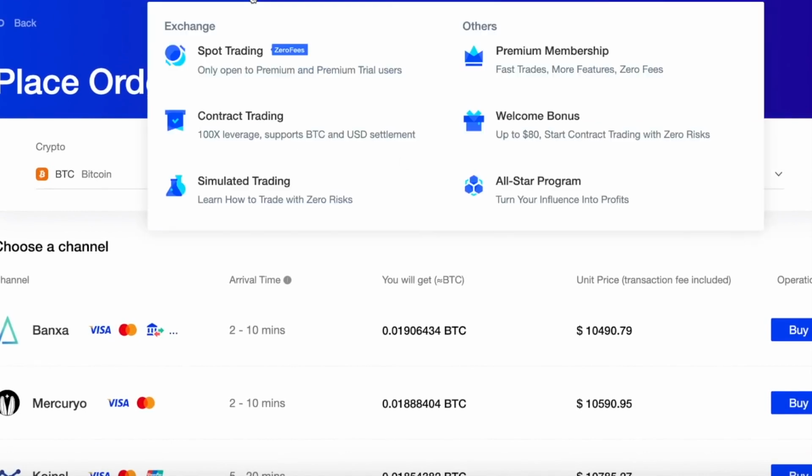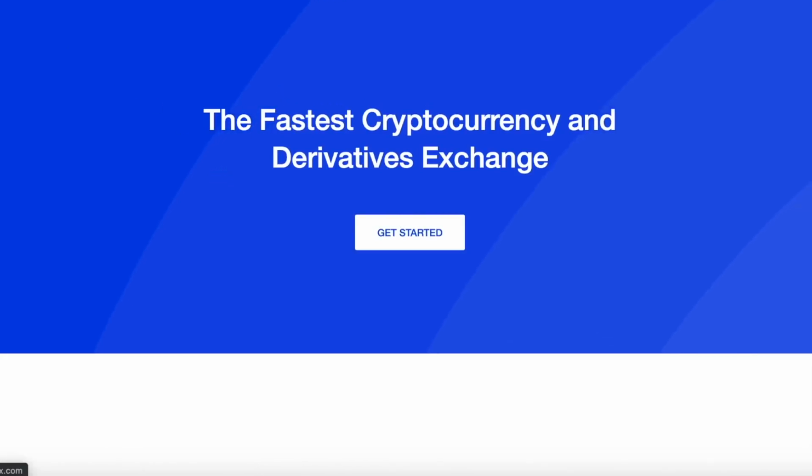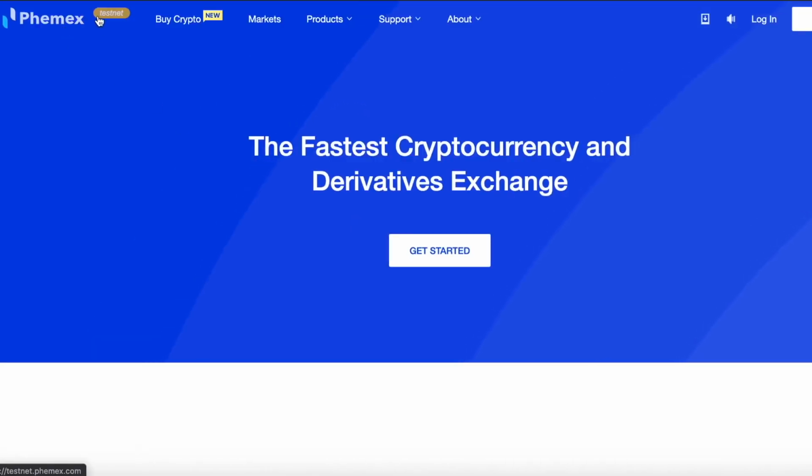And if you are a beginner, you should definitely click here, products and simulated trading. If you click there, you will be taken over to the Phemex testnet. Make sure to trade without any real money before you start trading if you are a beginner. Trading is very, very risky, and beginners generally lose money in the beginning. So you might as well try without money in the beginning just to get comfortable with the platform and with how to trade.